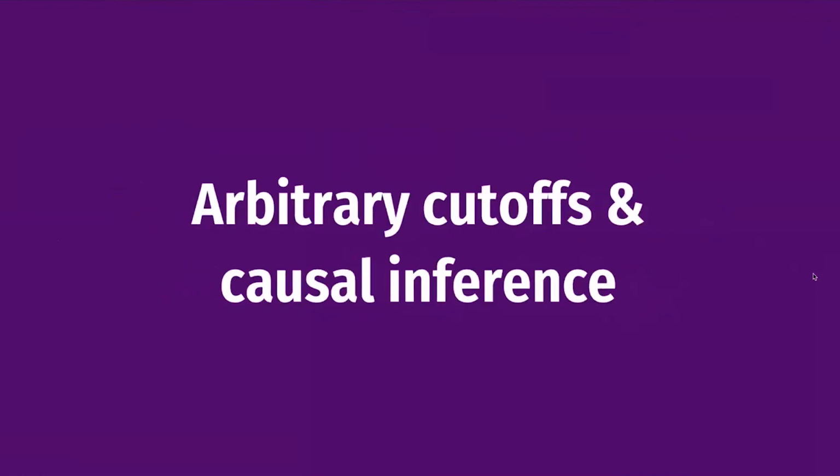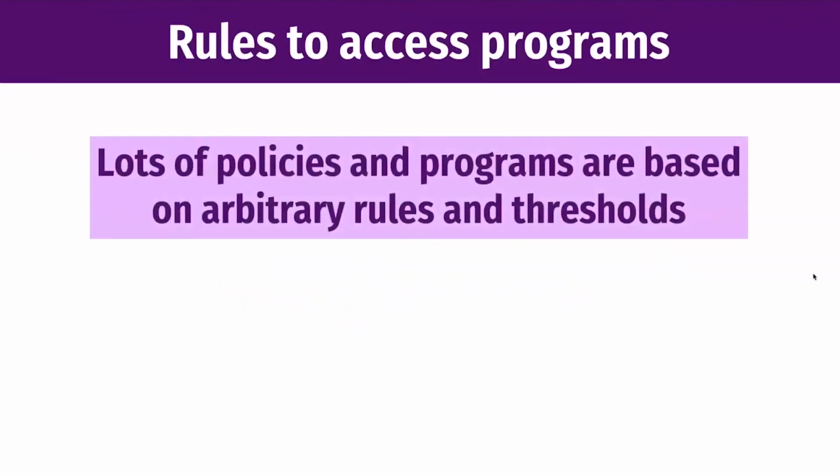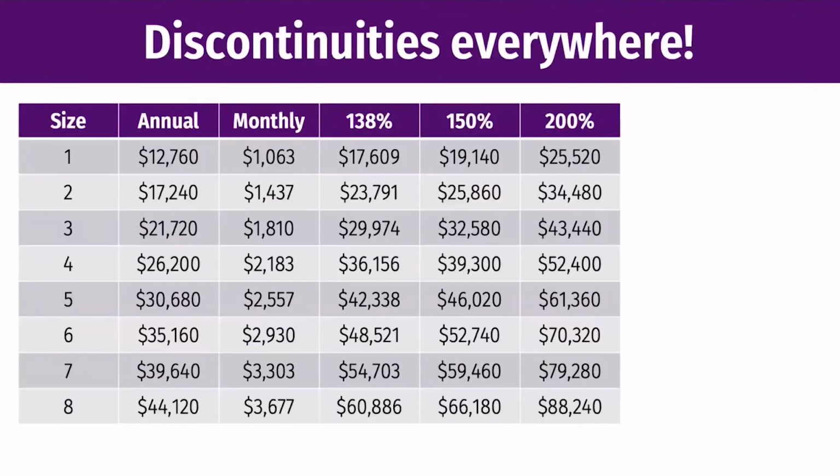And the reason why this works is because of the idea of arbitrary cutoffs that exist out in the world. All sorts of policies have some sort of cutoff that gives you access to the program or not, where you have to meet some threshold. So if you're above some threshold, you get in the program. If you're not, then you don't get in the program. You see this all over the place. For instance, here, this is the poverty line in the United States. We have 138% of the poverty line, 150%, 200% of the poverty line. These numbers here determine if you get Medicaid.